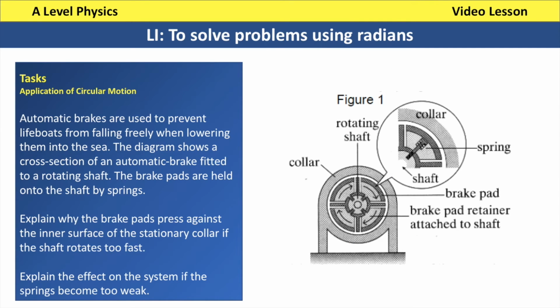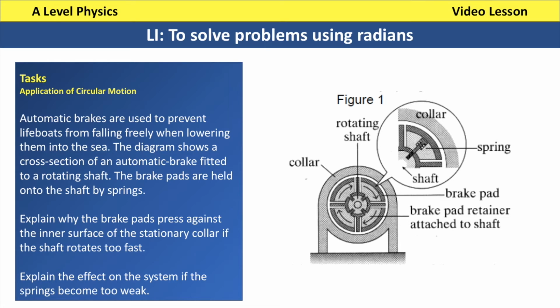Okay, I would like you to have a go at the following task, please, which is to do with an application of circular motion. Automatic brakes are used to prevent lifeboats from falling freely when lowering them into the sea. The diagram shows a cross-section of an automatic brake fitted to a rotating shaft. The brake pads are held onto the shaft by springs, which you can see in the zoomed-in section of Figure 1. Two parts to the task.